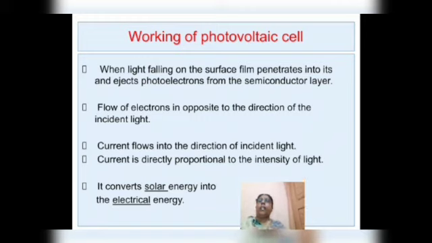Working of the photovoltaic cell. When light falls on the surface of the film, it penetrates into it and ejects photoelectrons from the semiconductor layer. The flow of electrons is in the opposite direction to the direction of incident light. Means current flows in the direction of incident light. Current is directly proportional to the intensity of light. It converts solar energy into electrical energy.